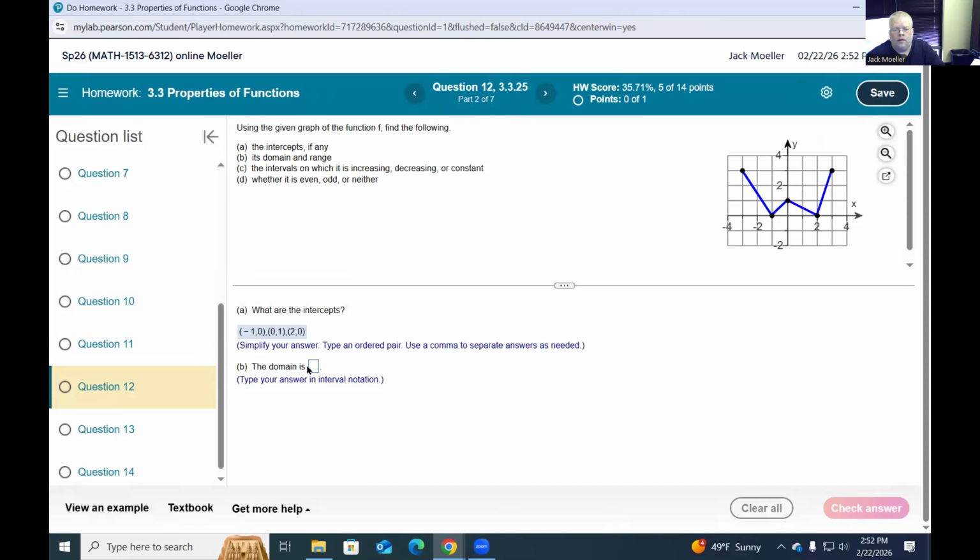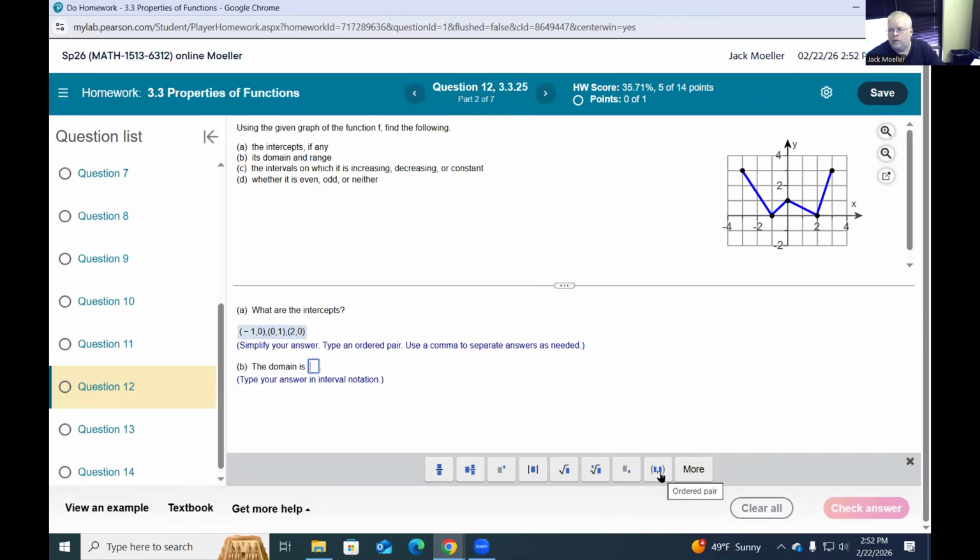Okay, the domain. So how do you answer domain? When you have a graph, you go how far left, how far right. Now notice there are no arrows on this, so we're not going to infinity. So the left side is -3. Do we put parentheses or brackets? Well, there's a closed circle, so closed circle means bracket. Then how far to the right does it go? That right side would be at x equals 3. Again, it's a closed circle, so we're putting brackets.